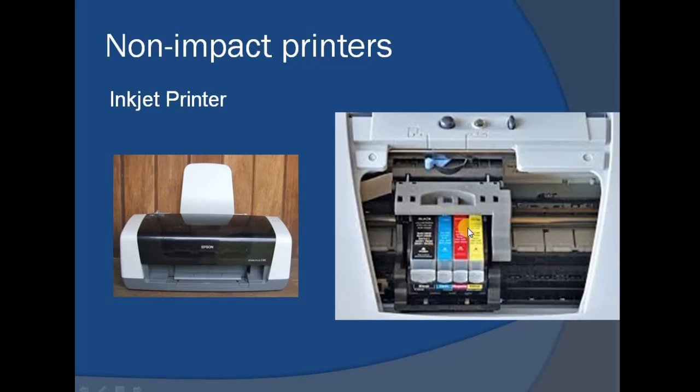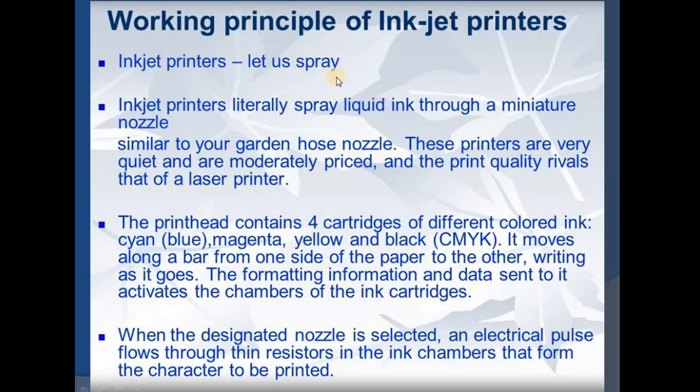This is the diagram of a simple inkjet printer. What does it consist of? Basically it consists of 4 cartridges and the nozzles. The inkjet printers work on the principle of spraying ink on the paper, and the moment the ink is sprayed onto the paper, the characters will be printed. So this is the working principle of inkjet printers.